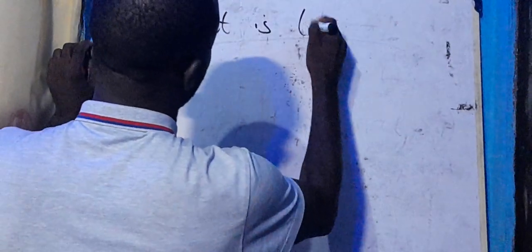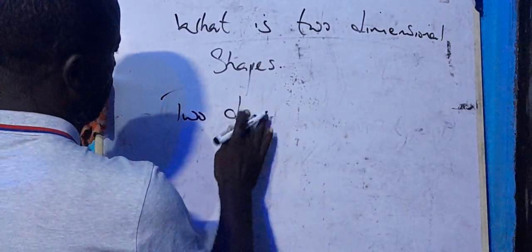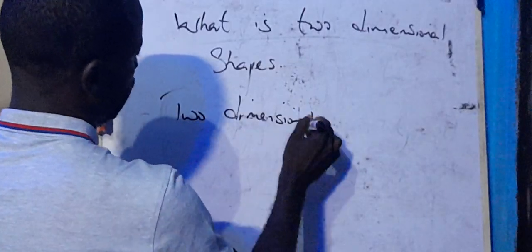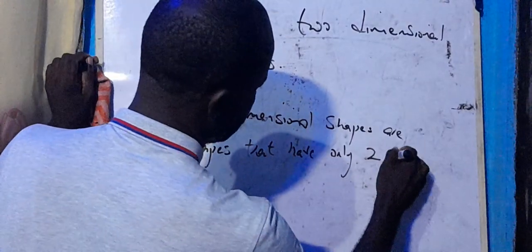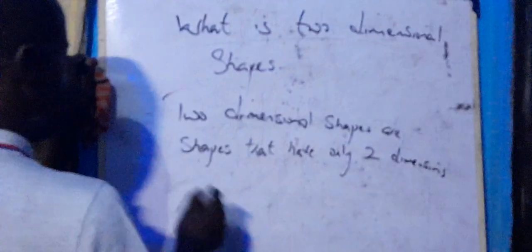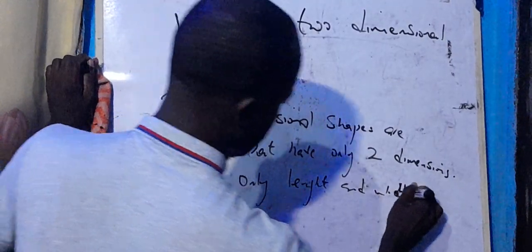So first of all, let us define a two-dimensional shape. What are two-dimensional shapes? We'll give examples of them. I would like to state that two-dimensional shapes are shapes that have only two dimensions. They have only length and width.